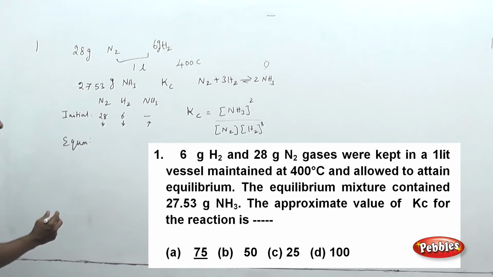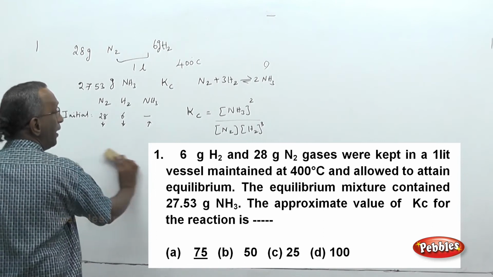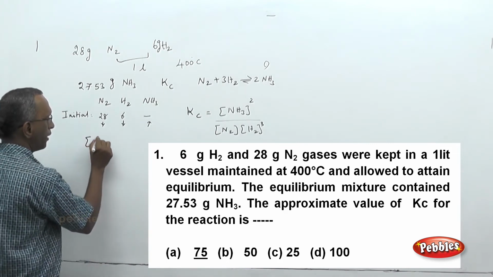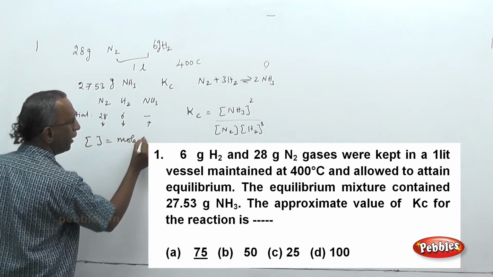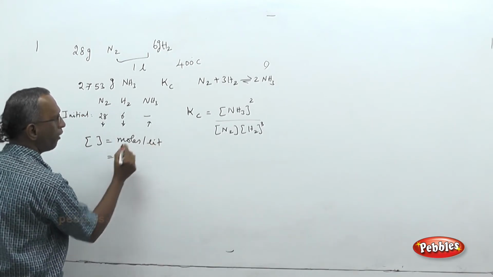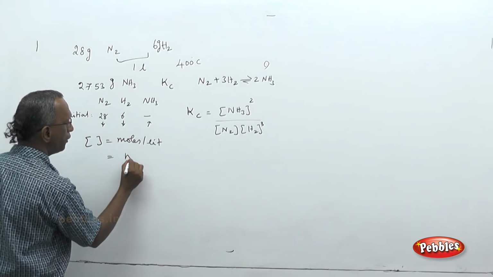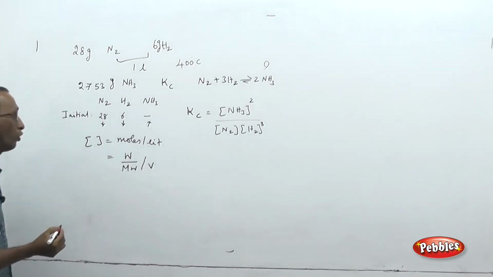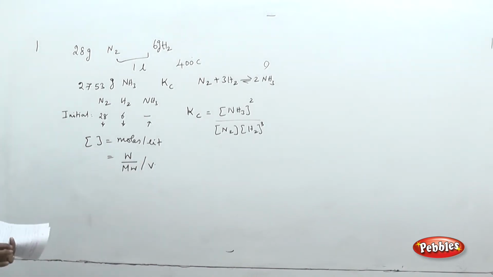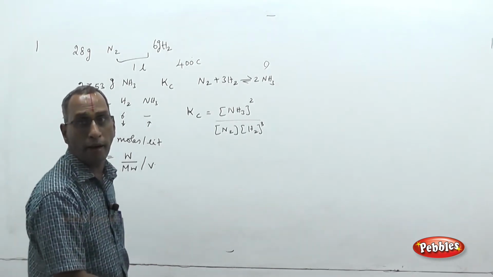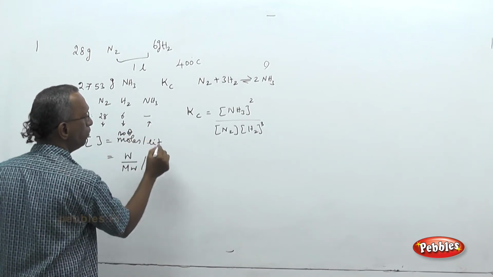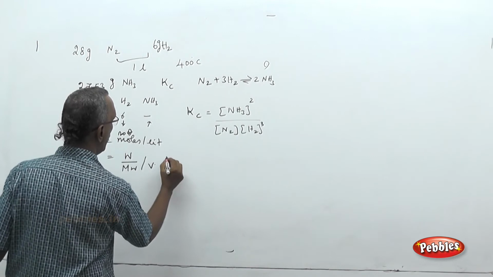First let us see the concentrations. What is meant by concentration? Concentration is moles per liter. A 1 liter vessel is given. So the unit of concentration is moles per liter. Then how to calculate the number of moles? Number of moles is weight divided by molecular weight, and concentration is that divided by volume. So the concentration is calculated in this fashion. Weight divided by molecular weight is the number of moles, so number of moles divided by volume in liters. So one by one let us calculate.